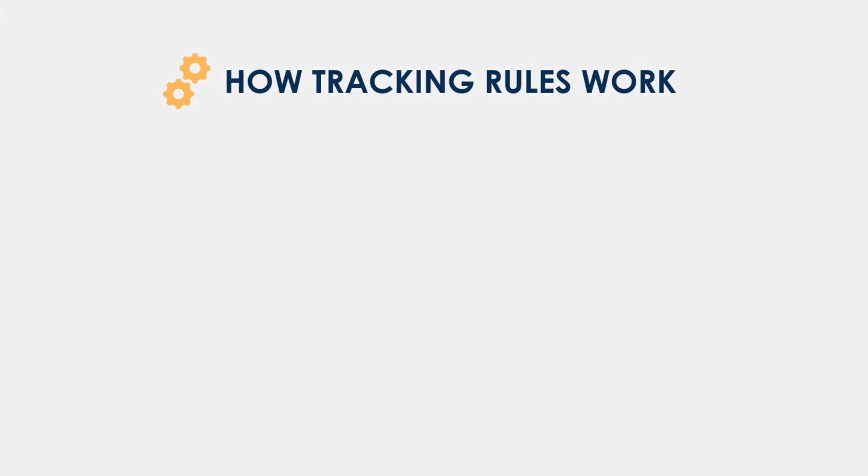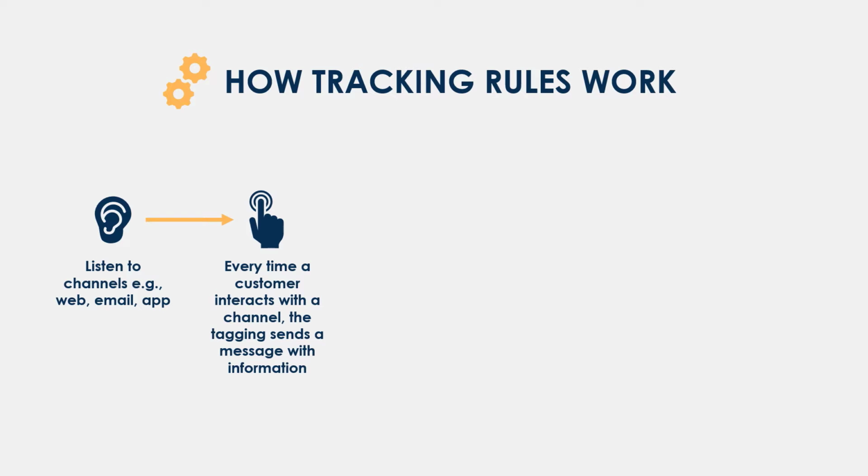All your channels will be tagged during setup. This will allow your tracking rules to listen to your customer's activity, whether that's on your website, reading emails from you, using an app, or calling your customer service team. Every time a customer interacts with those channels, the tagging will generate information which is passed in a message to the tracking rule. The tracking rule records that data as a tracking event.